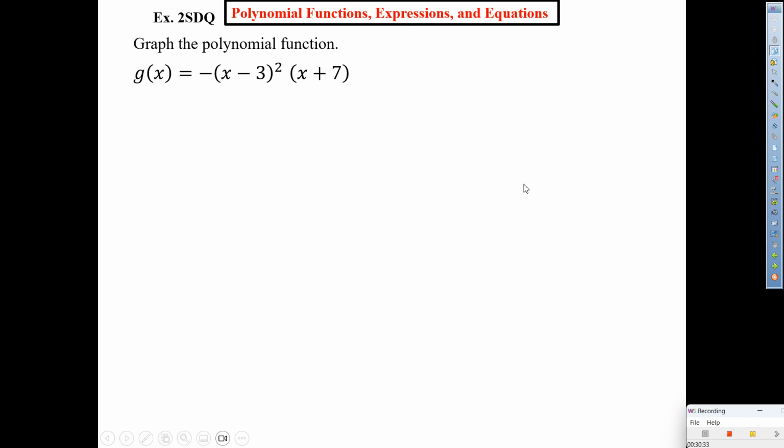Example 2 super duper Q. Write this down. g of x equals negative (x minus 3) squared times (x plus 7). I'll give you a head start for that one as well. See if you can do that one by yourself. Go.